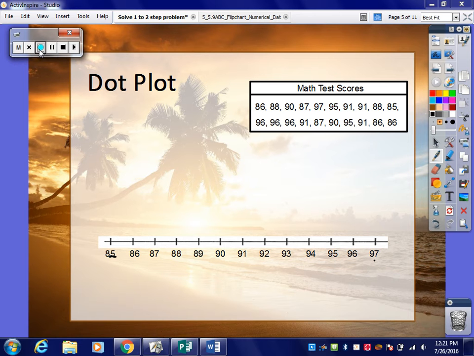So our first number that we have is 86. Above the number 86, we're going to put a dot. We're going to cross out the number 86 because we've got it. The next one is 88, so you put a dot. Cross it out. And make sure you're plotting your points on your dot plot as well. What is our next number? 90. Good. So what are we going to put above 90? Good job. Next is 87. Cross it out. 97. Good.